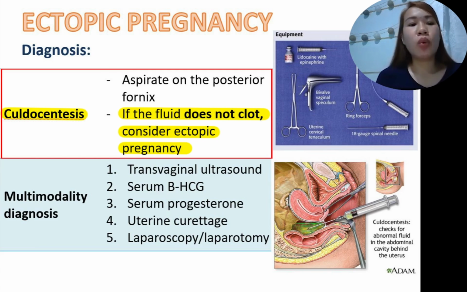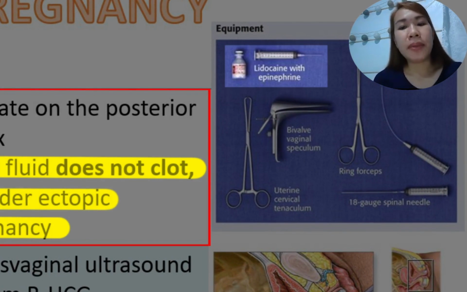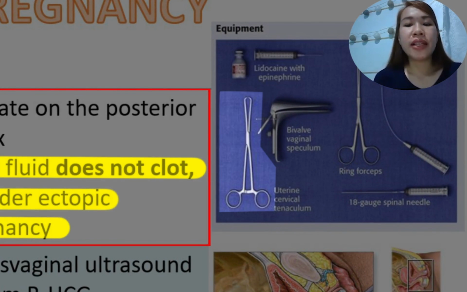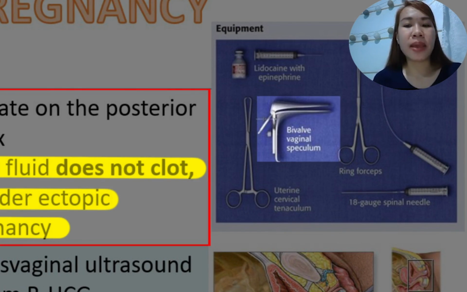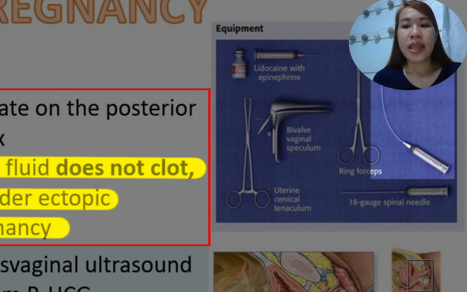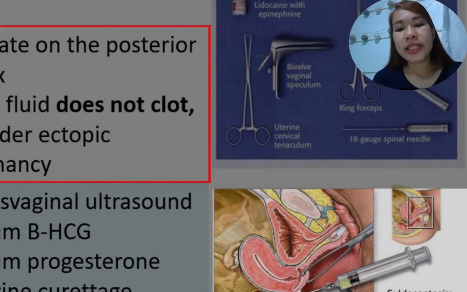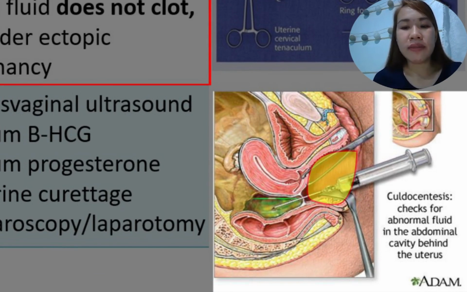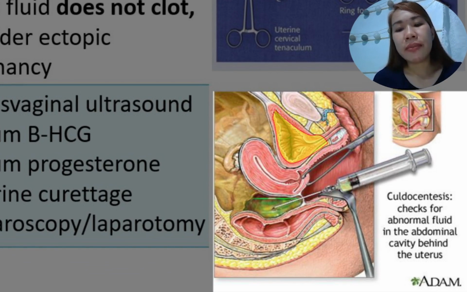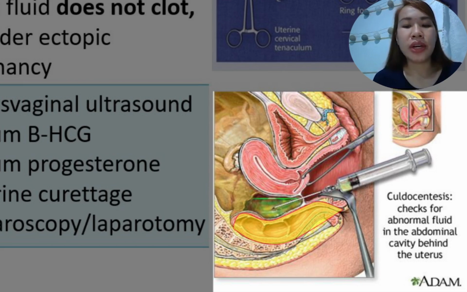So just to give you an idea what culdocentesis means, I haven't been able to perform one like this, but I was shown by one of our OB-Gyne consultants. We have here lidocaine with epinephrine, a uterine cervical tenaculum, a bivalve vaginal speculum, a ring forceps, and then a 19-gauge butterfly needle and an 18-gauge spinal needle. As you can see here, class, to review your anatomy, this is the vaginal canal, this is the cervix, this is the uterus, this is your urinary bladder, and at the posterior portion is your anus.